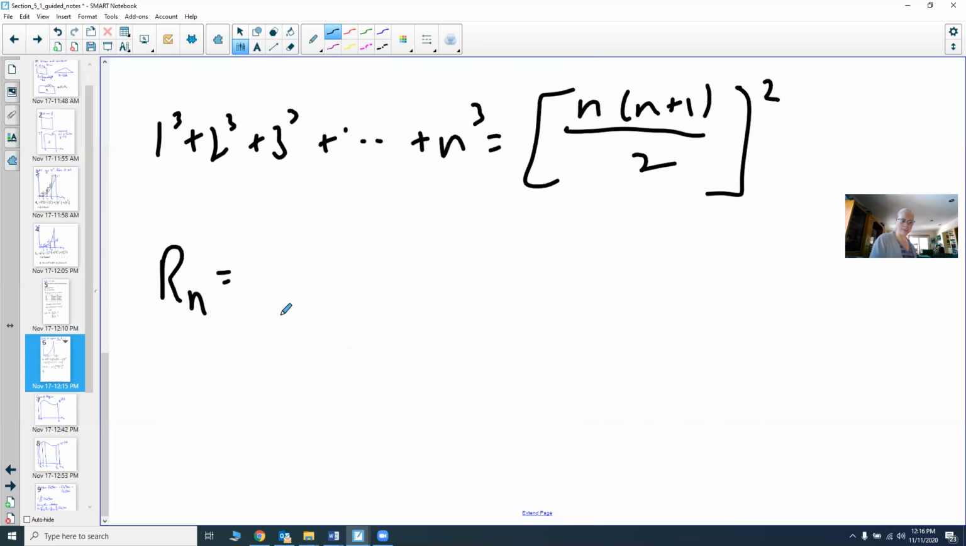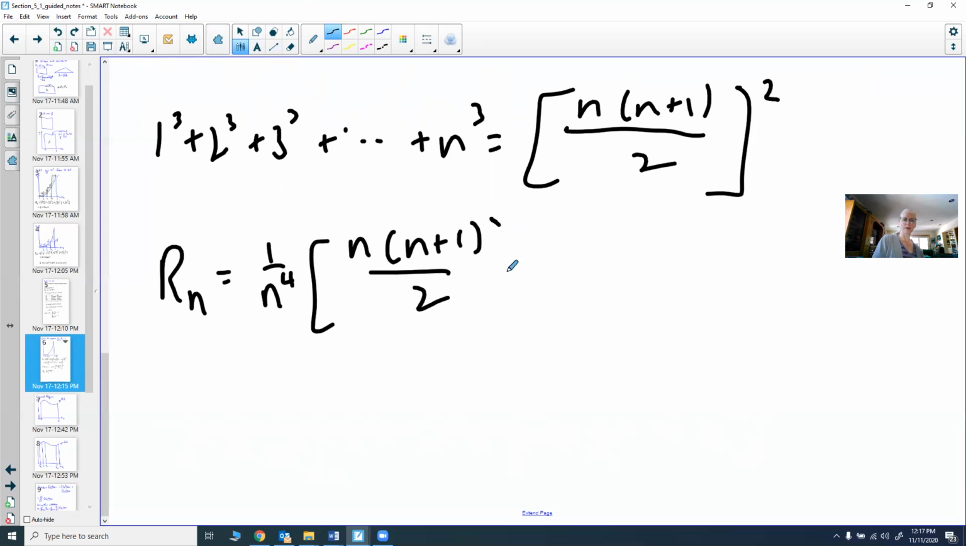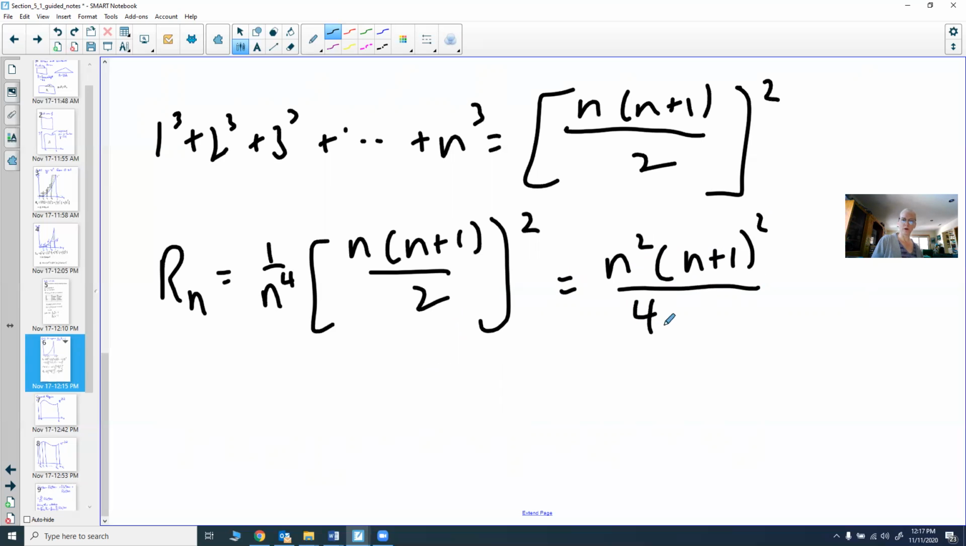My R sub n is actually equal to 1 over n to the third times n to the third, over 1 over n, so it's 1 over n to the fourth, times n plus 1 squared, over 2 squared. And so if we can just find out what that limit is, we're in good shape. If you want to, you can make this a little bit easier. This would actually be n squared times n plus 1 squared over 2 squared, which is 4, times n to the fourth.